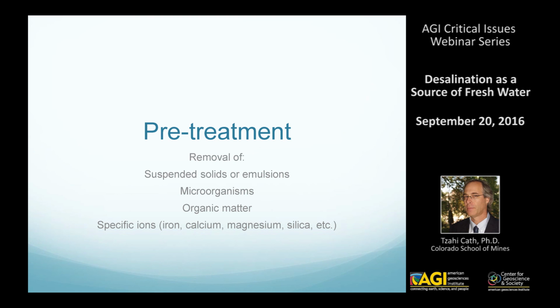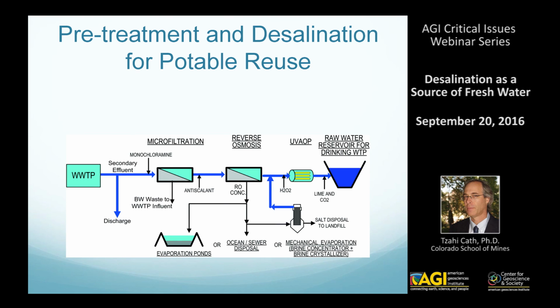Quickly talking about pretreatment, all these processes cannot operate without some sort of pretreatment to remove major constituents from the water that can compromise the process. These are suspended solids, microorganisms, organic matter, and other ions that can harm the membranes or the materials in the process.